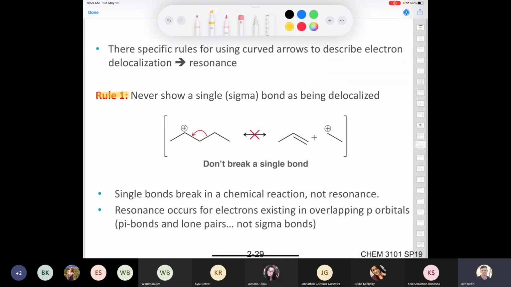The first one is never show a single or sigma bond as being delocalized. So in other words, don't break a single bond. Will we break bonds with curved arrows? Yes, but only when we're discussing reactions, and we are not discussing reactions in Chapter 2. Hear ye, hear ye. We are not discussing reactions here. So we're not going to break any single bonds with a curved arrow in this chapter. What else? Single bonds break in a chemical reaction, but not resonance.